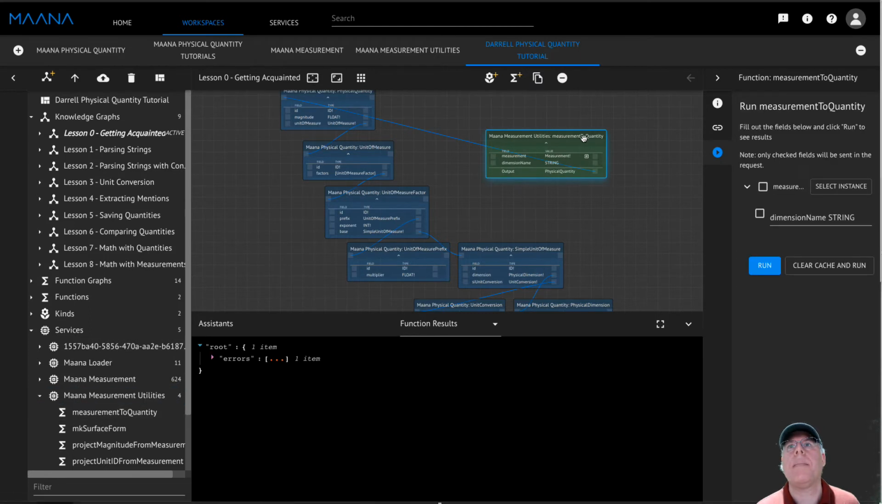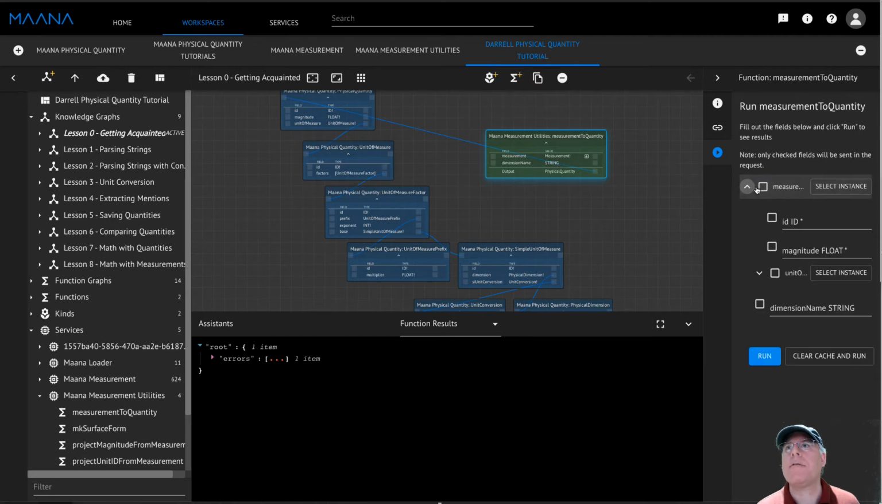And then we're going to select that function. We can see that it has two arguments. The first is a measurement, and the second is a dimension name. We'll get to that second argument in a little bit, but for now, let's just try entering in a nice simple measurement. The ID from the monomeasurement kind doesn't matter, but let's give it a magnitude of 1.